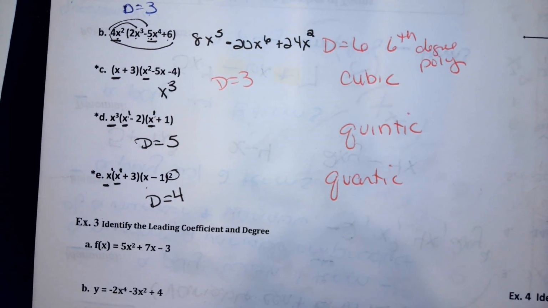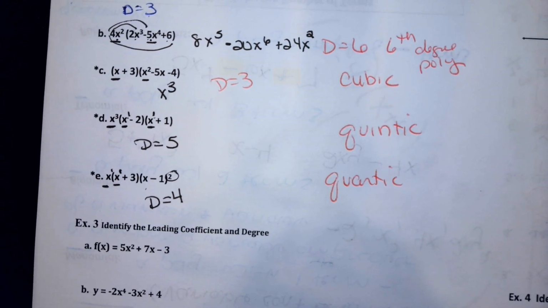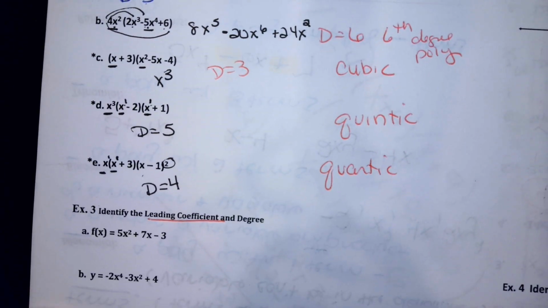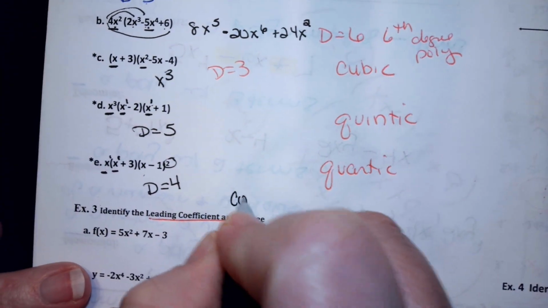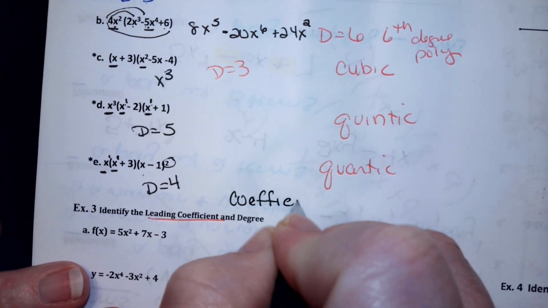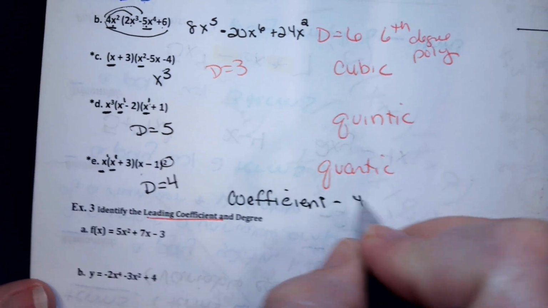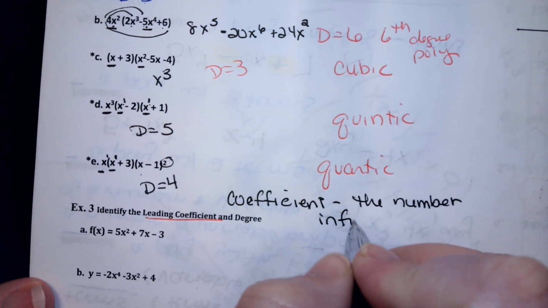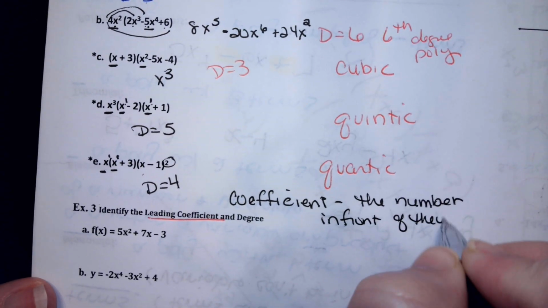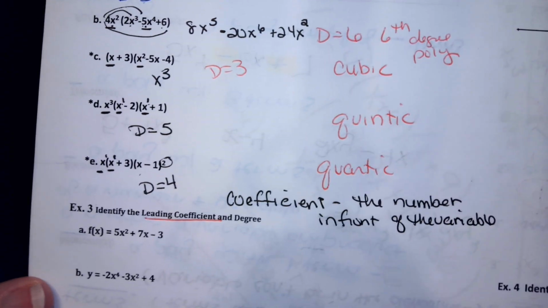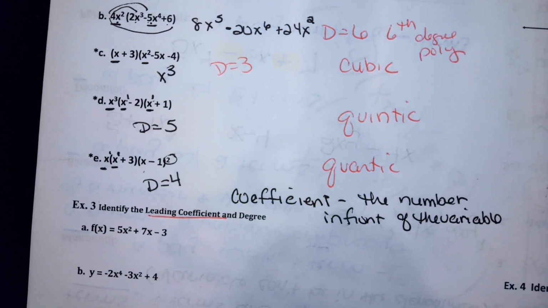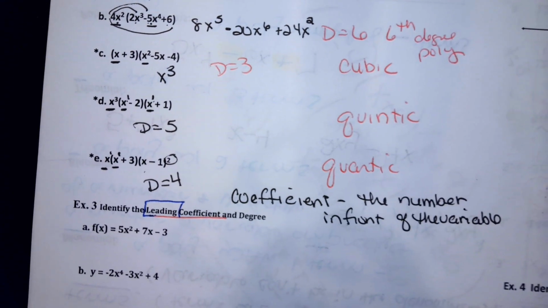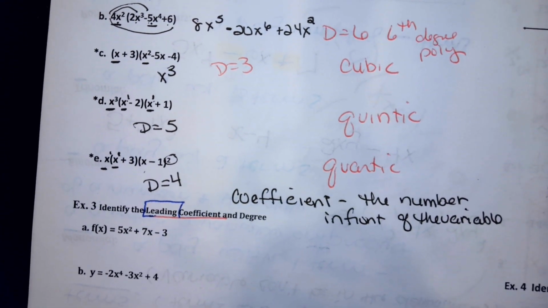All right. In example 3, they're asking us to identify the leading coefficient and the degree. And so leading coefficient. All right, first of all, let's recall what a coefficient is. A coefficient is simply the number in front of the variable. All right. To make it a leading coefficient, it is the coefficient of the term with the highest degree.